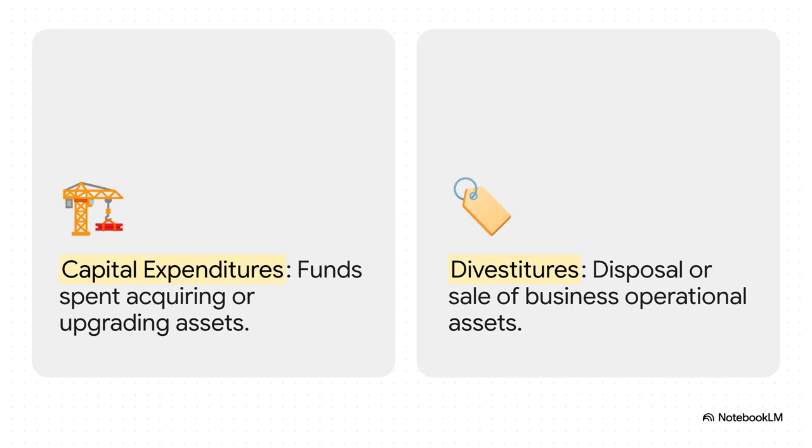Looking at investing cash flows, we see a fascinating contrast: capital expenditures versus divestitures. Capital expenditures, or CapEx, are funds spent acquiring, upgrading, or maintaining long-term physical, operational assets. It's cash flowing out to build the future. Divestitures, conversely, represent the disposal or strategic sale of business units or operational assets. It's basically selling off pieces of the present to bring cash flowing right back in.